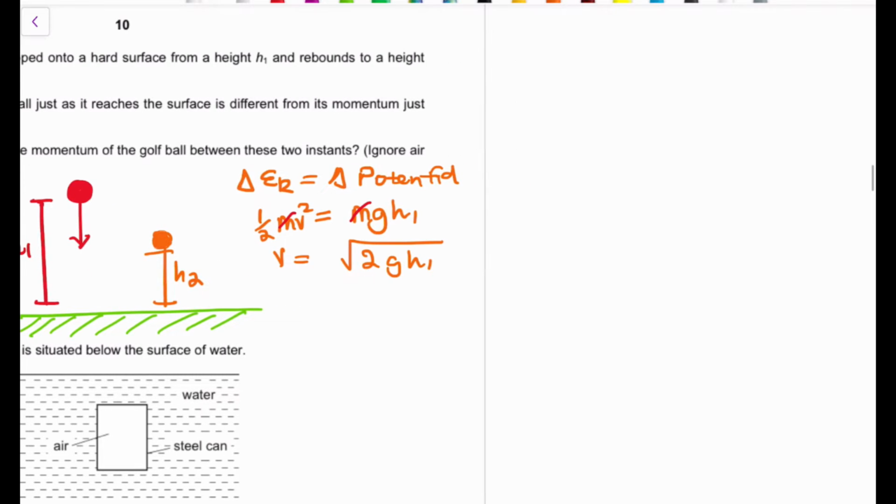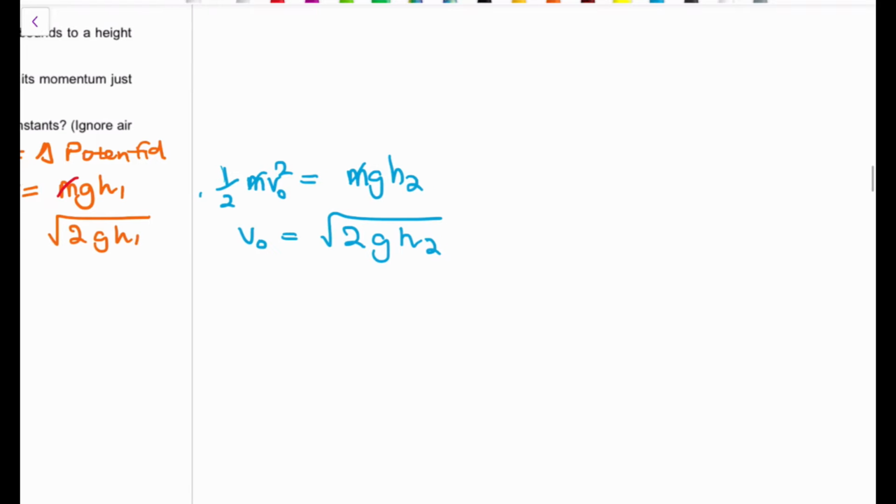If we look at the second scenario, it's basically going to be the same conservation, the same formula that we use to find v. So in this case, we'll say 1/2 m v squared, but this is now v0, will be equivalent to mgh2. The m cancels, so v0 will be equal to the square root of 2gh2.